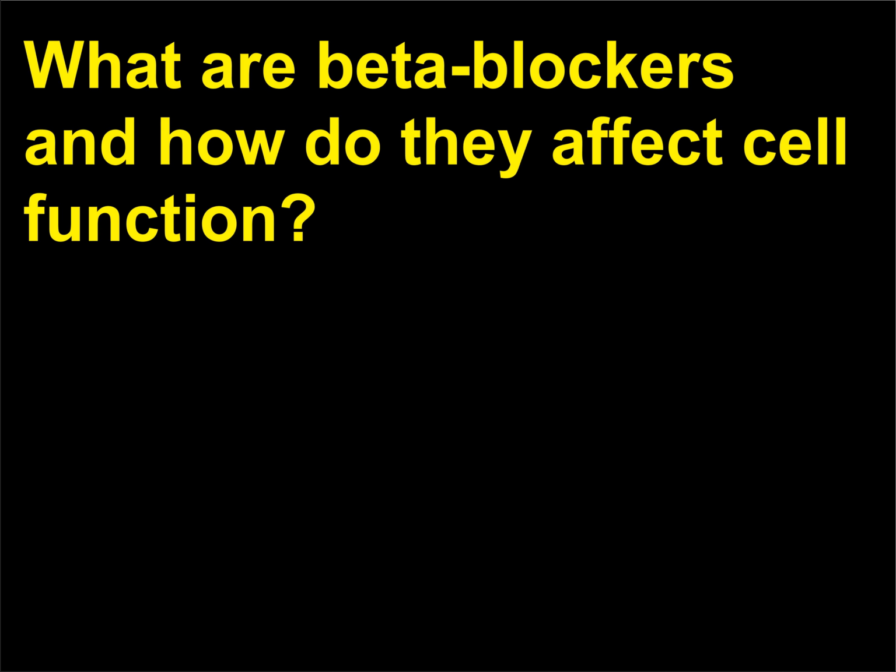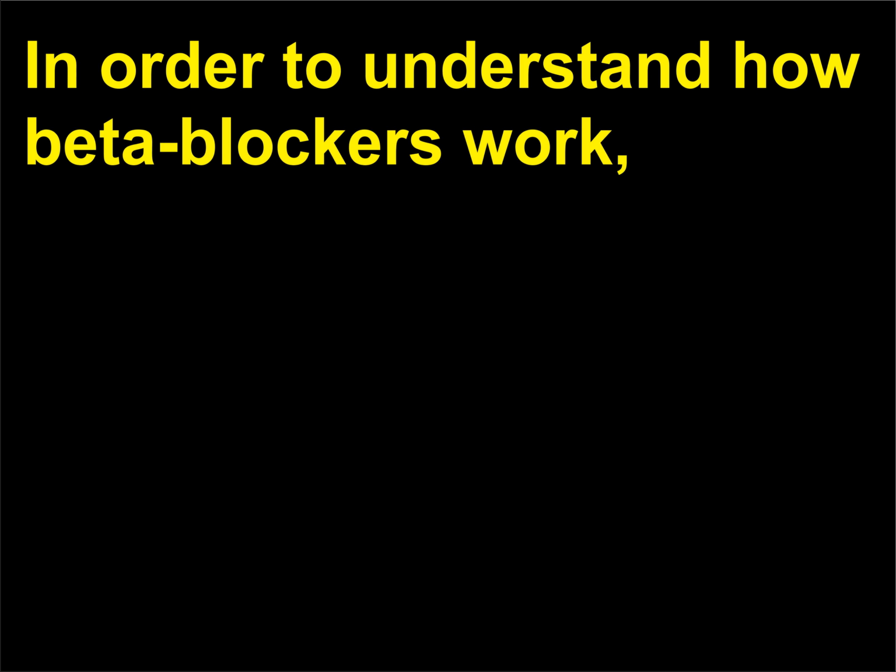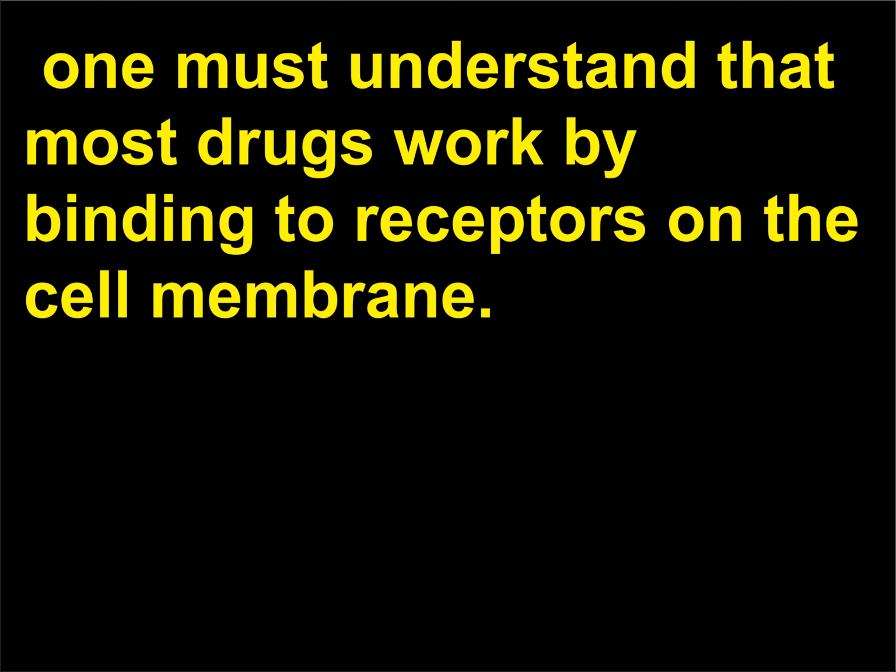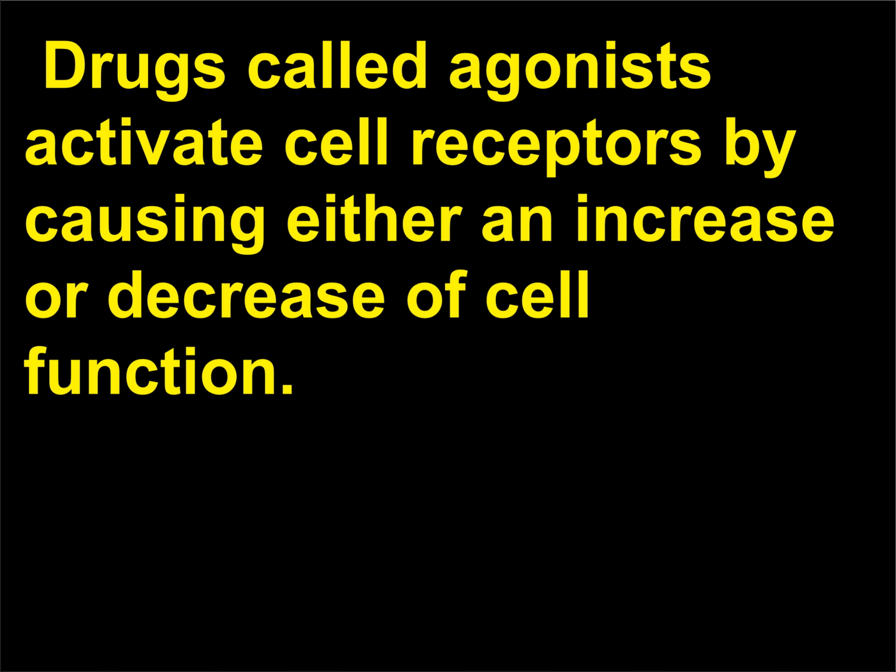What are beta blockers and how do they affect cell function? In order to understand how beta blockers work, one must understand that most drugs work by binding to receptors on the cell membrane. Drugs called agonists activate cell receptors by causing either an increase or decrease of cell function.